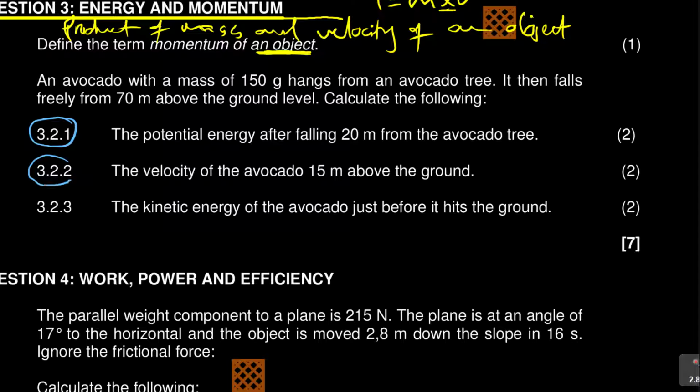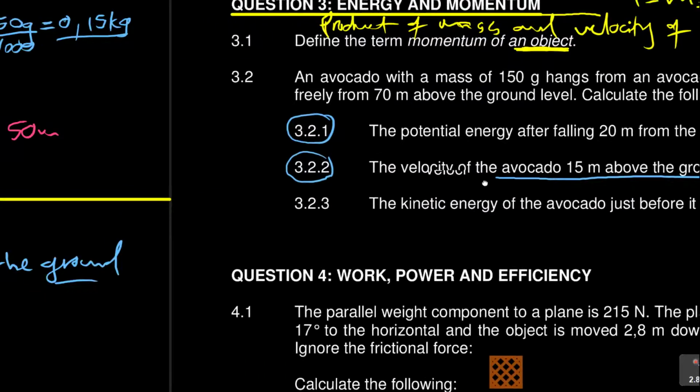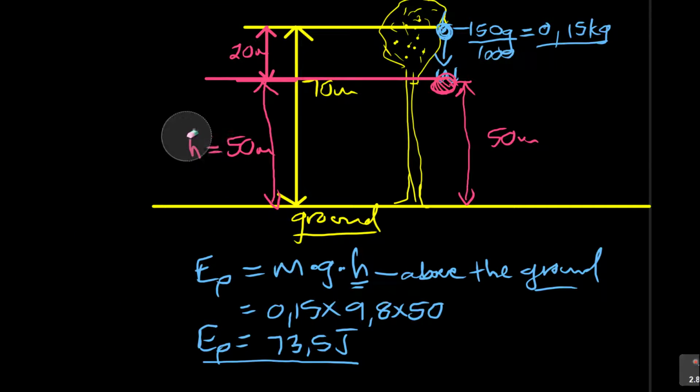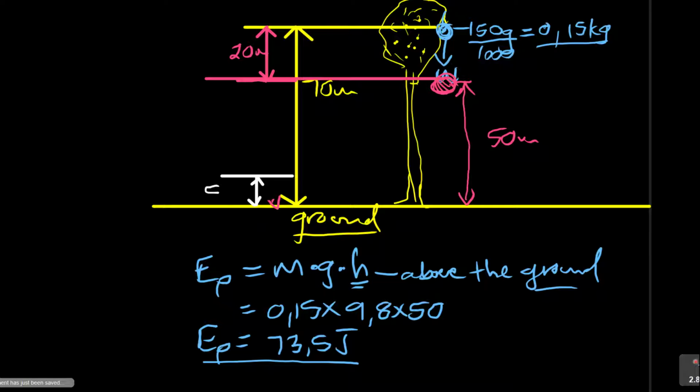That was 3.2.1. Now 3.2.2. The velocity of the avocado 15 meters above the ground. So they are saying this avocado now, let's remove this part. It is falling, and at this stage it is now 15 meters above the ground. So let me use something different. Suppose this is the distance now. 15 meters above the ground is something like this. So here it's 15 meters. So the velocity of the avocado 15 meters above the ground.